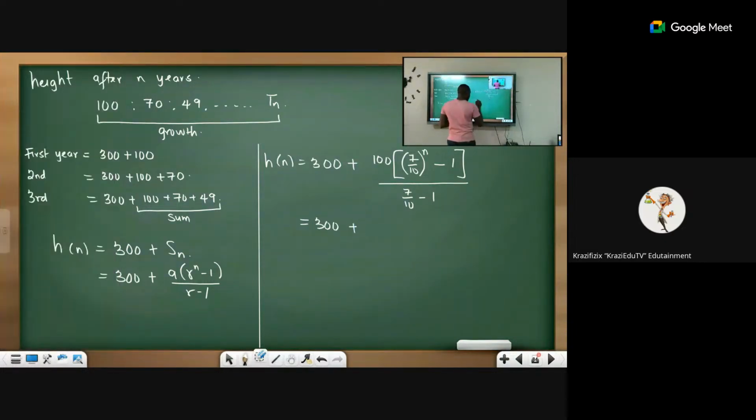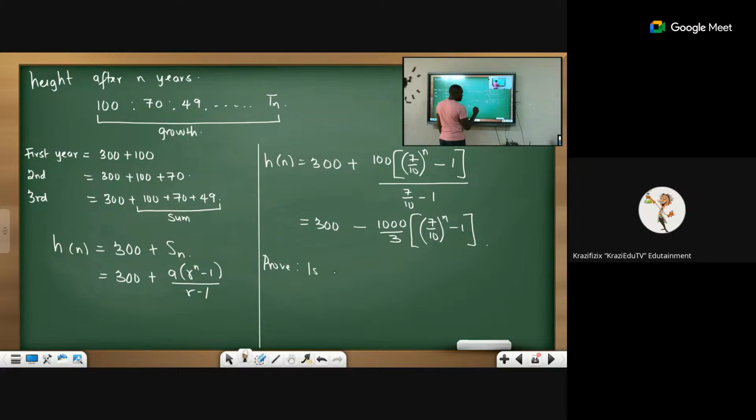It affects that, minus 1,000 over 3, but my bracket still remains 7 over 10 to the power of n minus 1, just to make our answer look mathematical. Someone is saying, why are we subtracting? Don't worry. The bracket is going to be a negative, which will change that. Let's try proving. Let's check if we are correct.